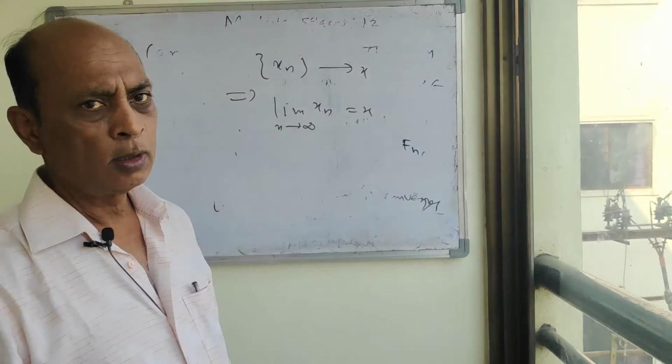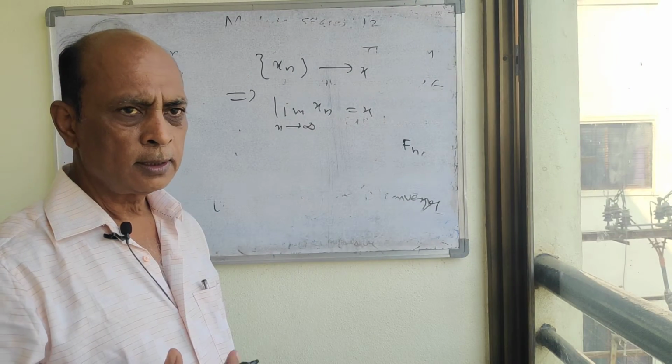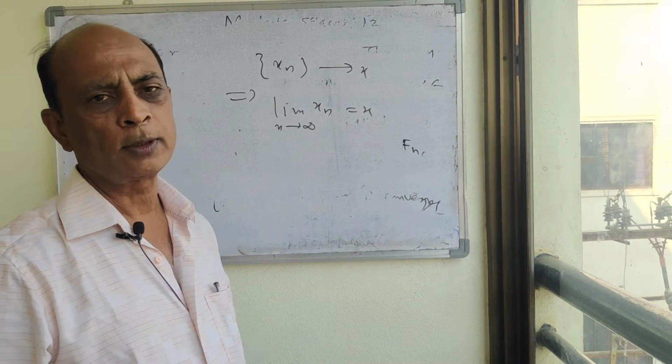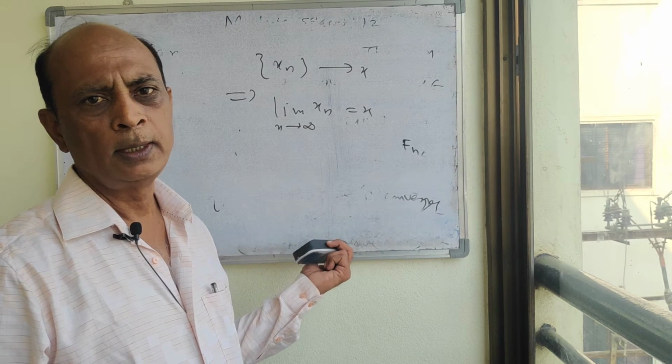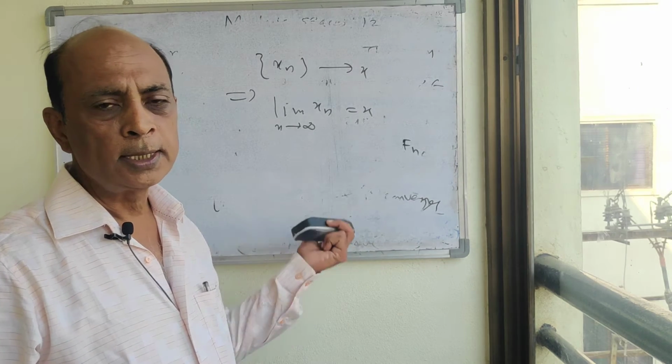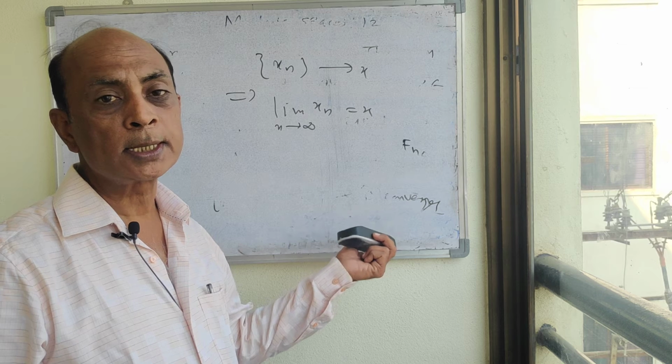And now come to the next part of this proof of this theorem. Now we have to prove that this x belongs to the intersection of Fn.